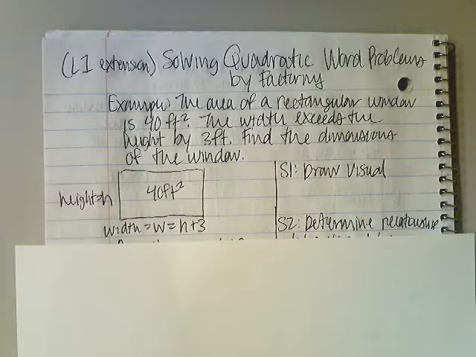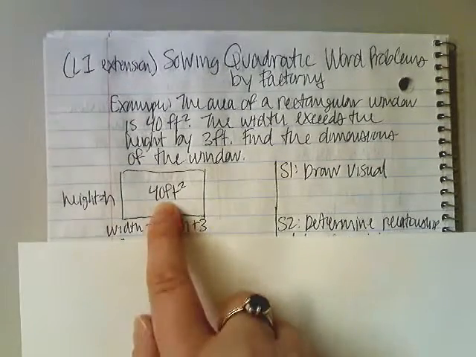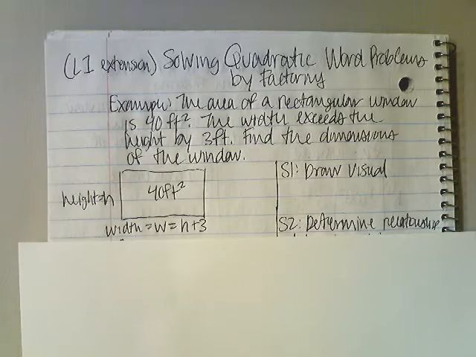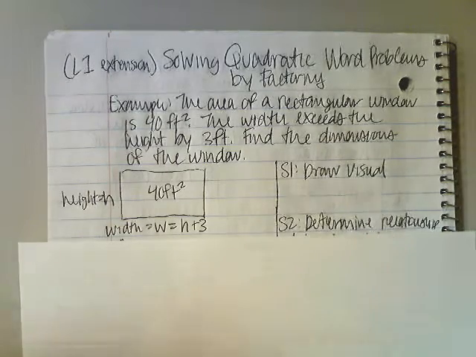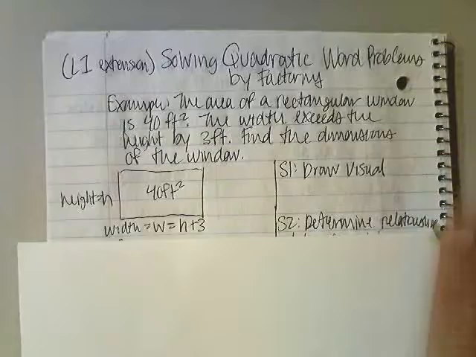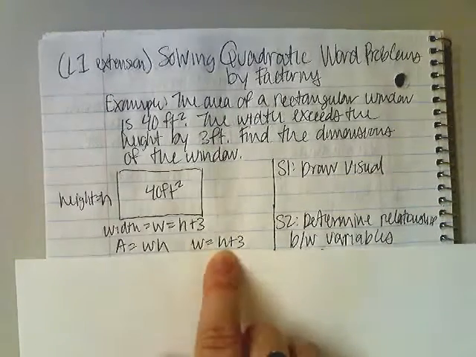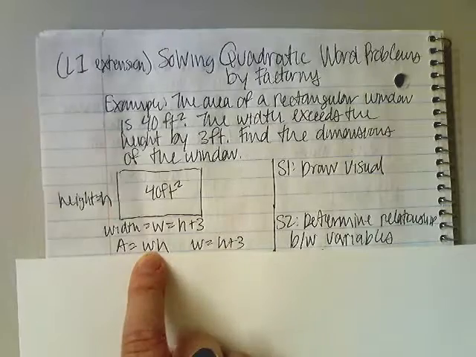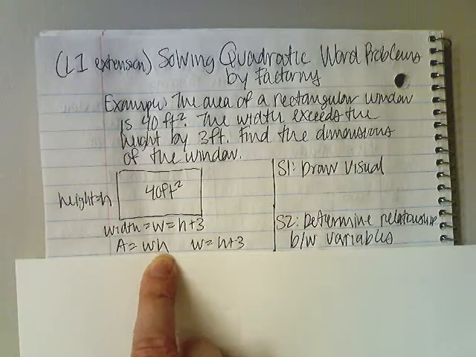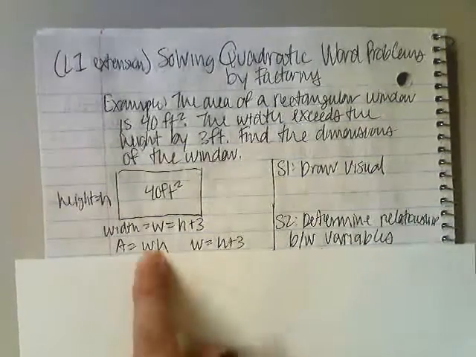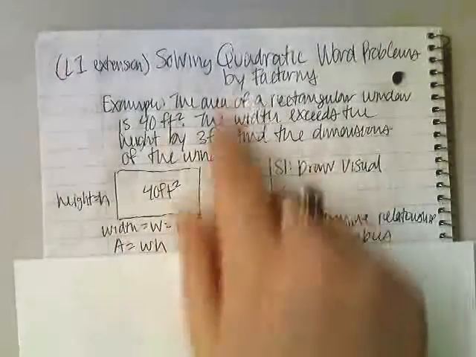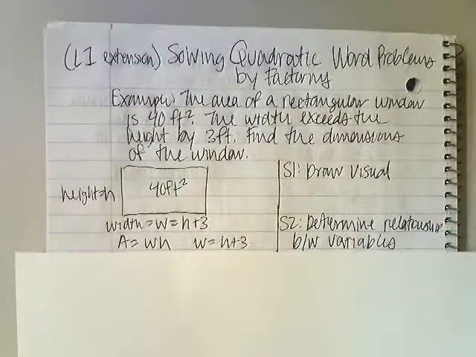So I'm calling the height h, the width w, and I know that the width is equal to the height plus 3. The area is 40 feet squared. And so the next thing I do, though that might be hard to read, is I'm going to determine the relationship between my variables. So I know w is equal to h plus 3. I know the area is equal to the width times the height. So I'm setting up these relationships because I know that those things connect all the information that I'm given and what I'm trying to solve for.